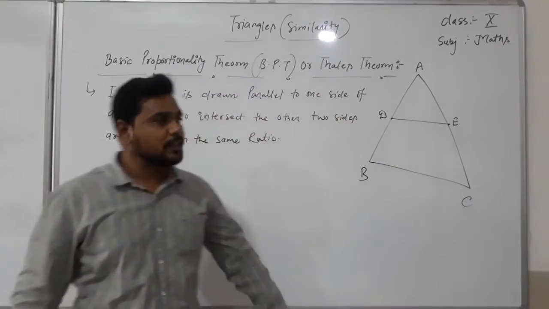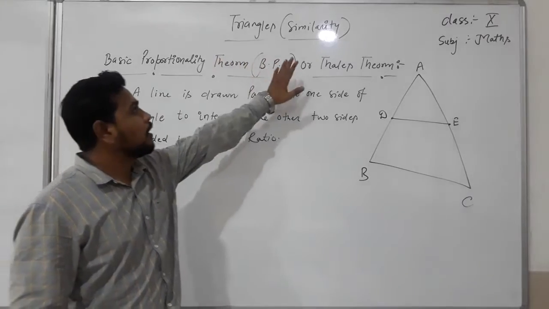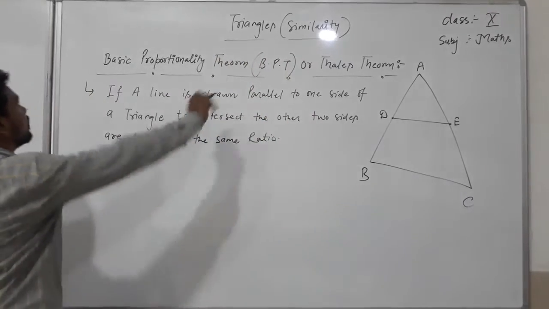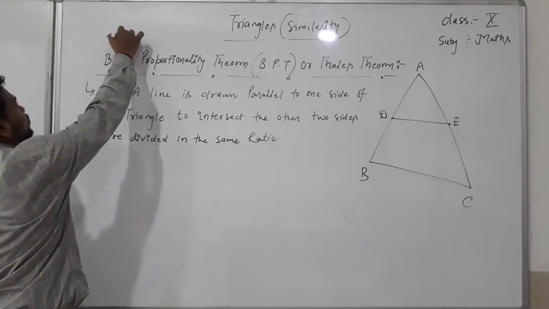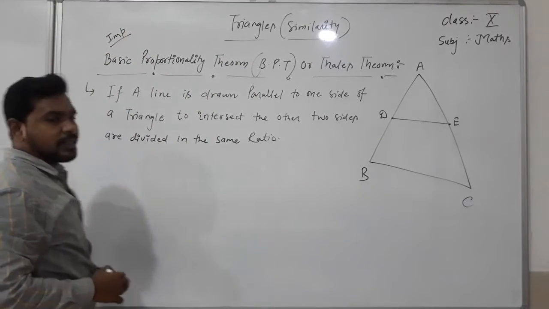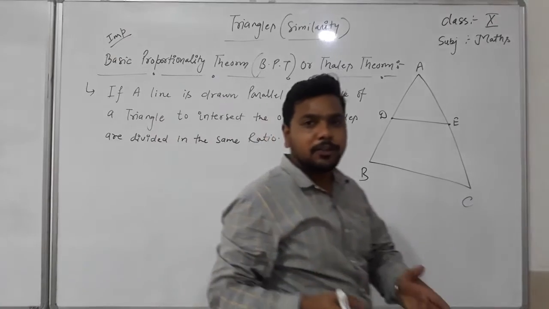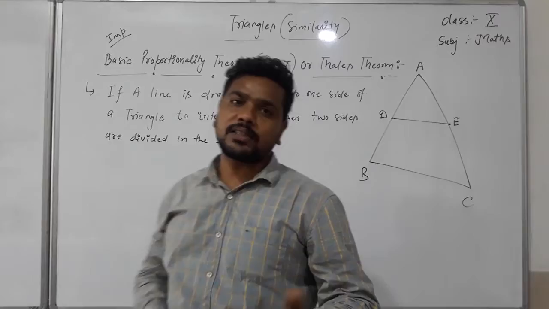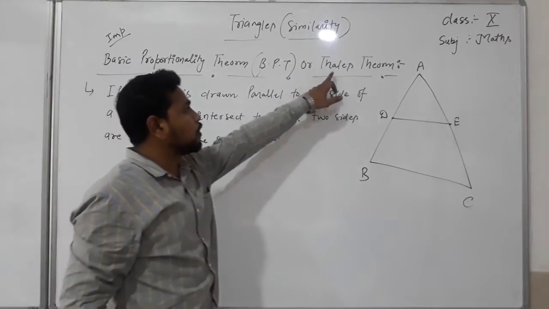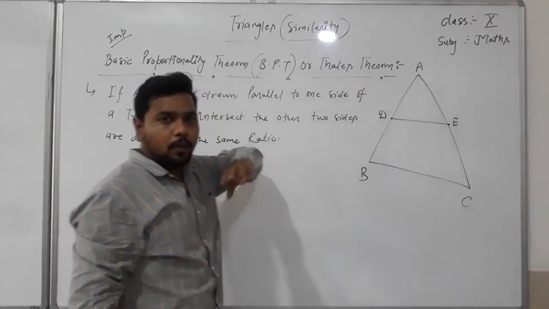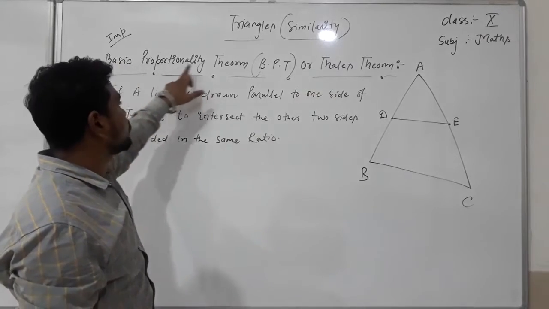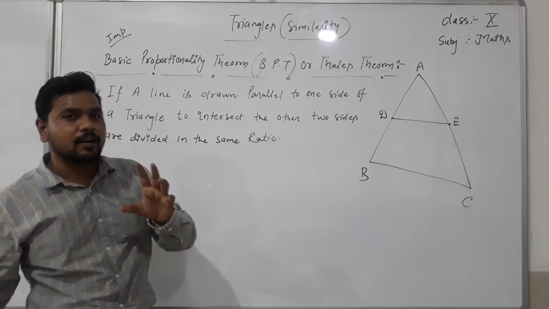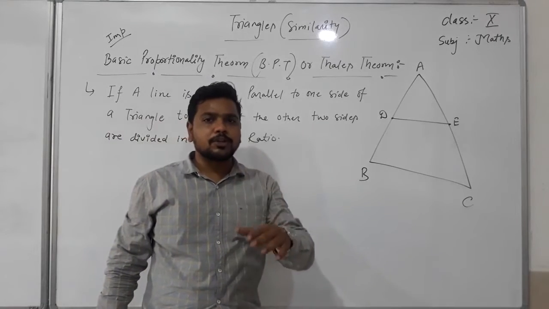But in this class, students, we will start the chapter with one very important theorem, the basic proportionality theorem. That theorem was given by Thales, so it is also known as Thales theorem. You can name it Thales theorem or BPT. BPT means basic proportionality theorem, where you will see the proportion of the sides.